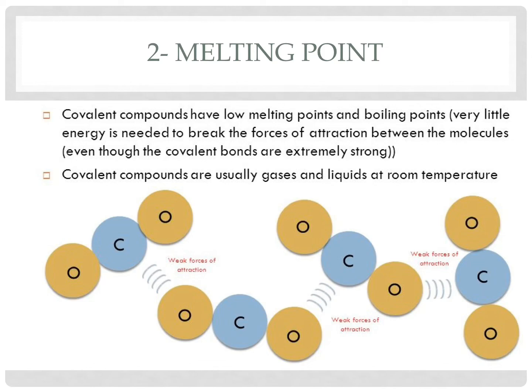So the melting point of covalent compounds is lower compared with ionic compounds. And another thing, covalent compounds are usually gas or liquid at room temperature, not solid.